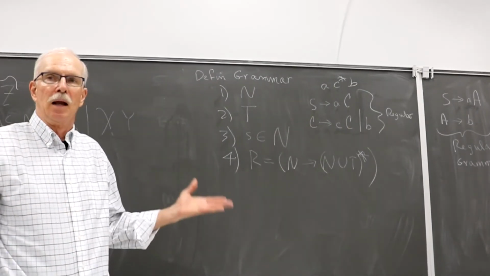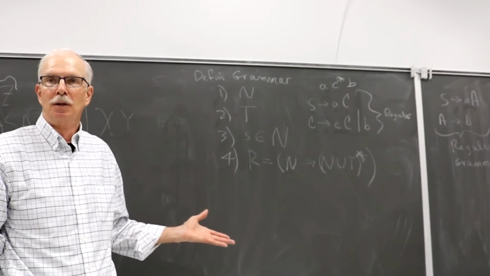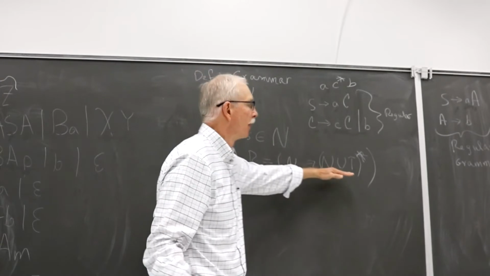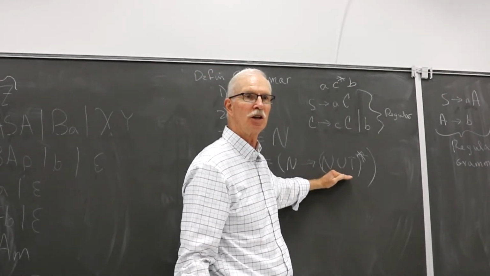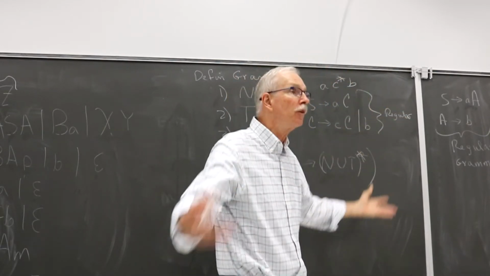Four rules for a grammar. This is the general definition of a grammar. Everything is the same except just how you form these rules, and that distinguishes between regular grammars and context-free. That's a huge difference.